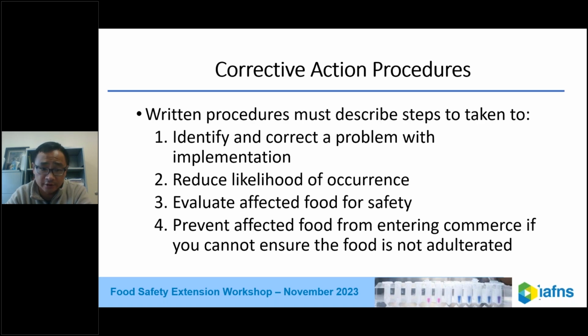Written documents are needed. You need to make sure the problem is identified and corrected, which means you have to treat it immediately. We also need to make sure it does not happen again, not reoccurring. This is hard sometimes. We need to evaluate the affected foods. Are they safe? At least they have to be held temporarily, not go to the commercial markets. Because if the food already goes to the commercial markets, that could cause a public issue. And then you have to initiate the recall plan. So that's a completely different story.